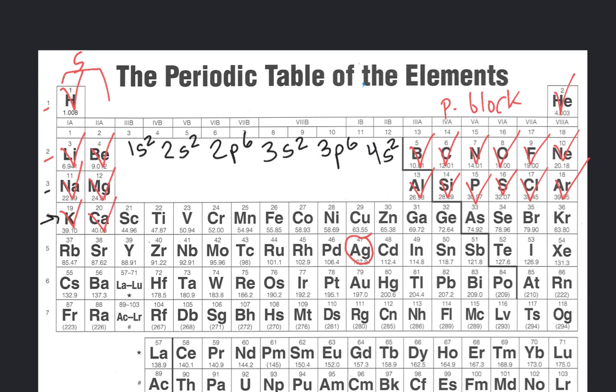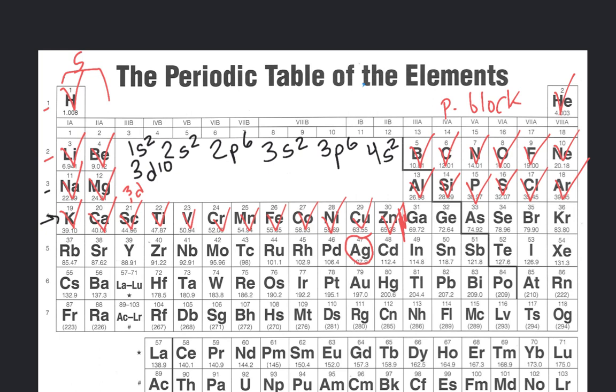And then we're going to move over to scandium. Remember right here, this is the 3D area. So this will be 3D. And then how many in the 3D? 3D1, 3D2, 3D3, 3D4, 3D5, 3D6, 3D7, 3D8, 3D9, 3D10. And once we get here, we start the P block. So that'll be 3D10.